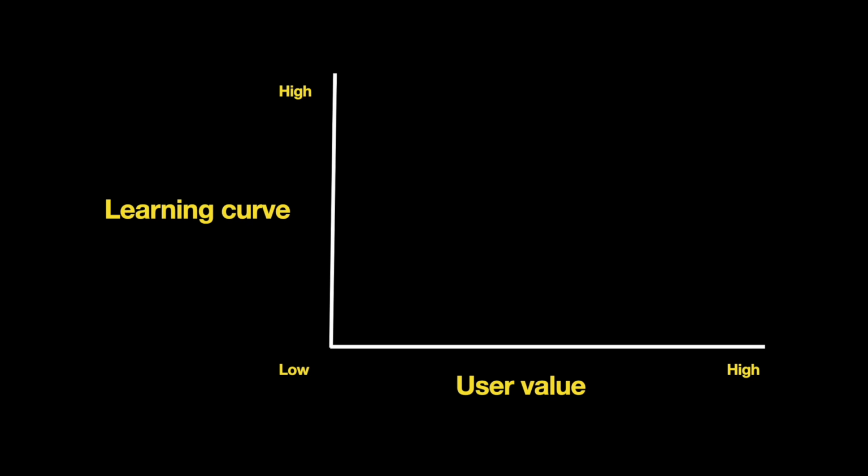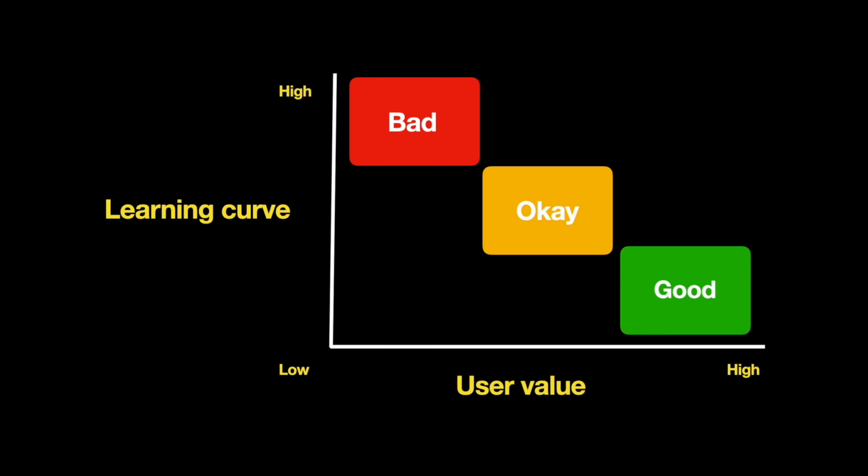Here you can see a chart with two axes, user value and learning curve. A learning curve is the time it takes to learn a new thing. You should strive for a low learning curve and high user value. The Apple iPhone changed the mobile market because people were motivated to switch to this device, because it gave them more value.